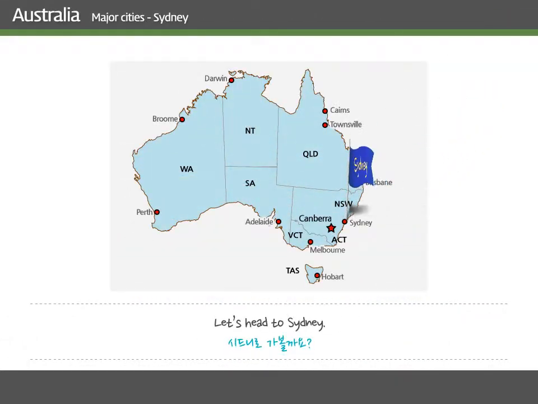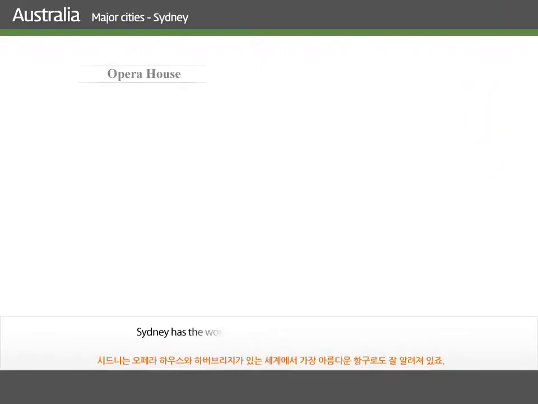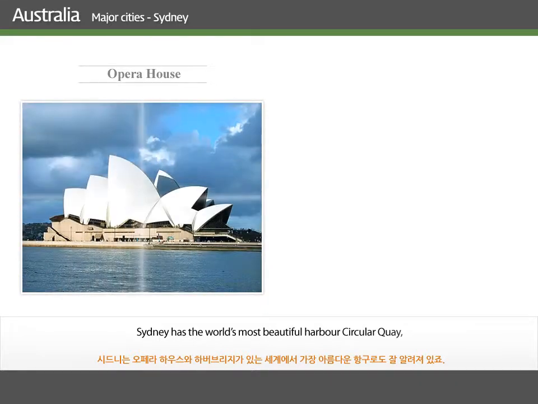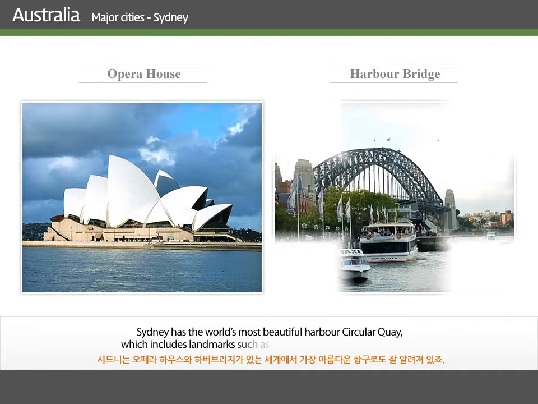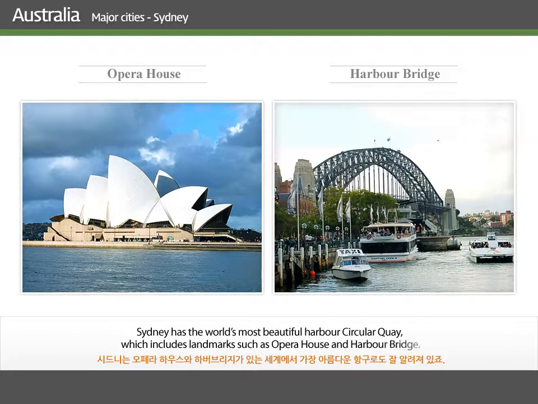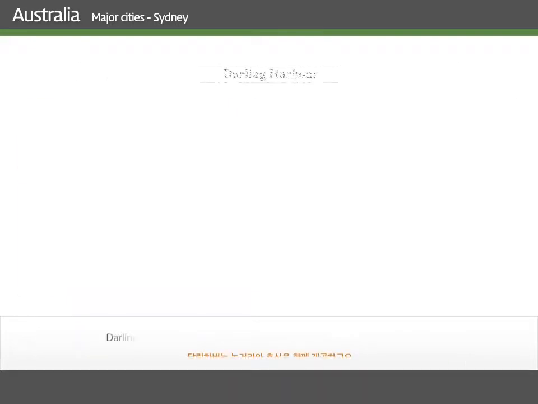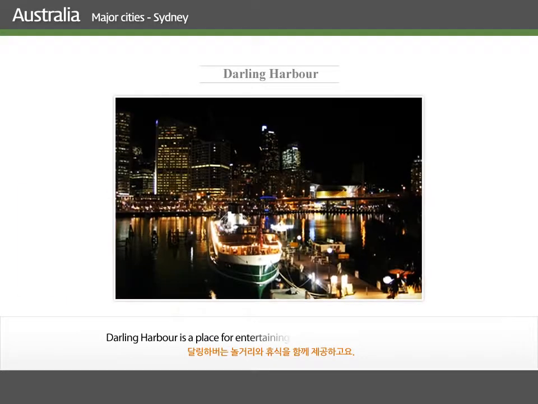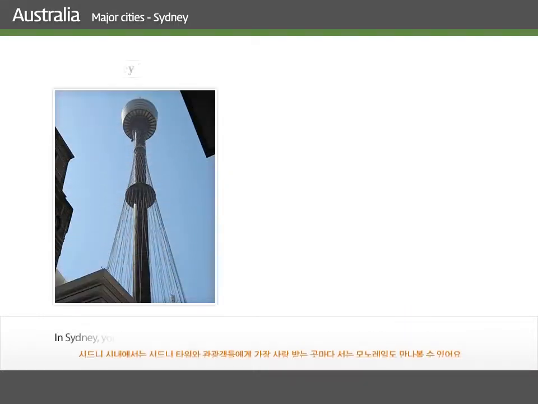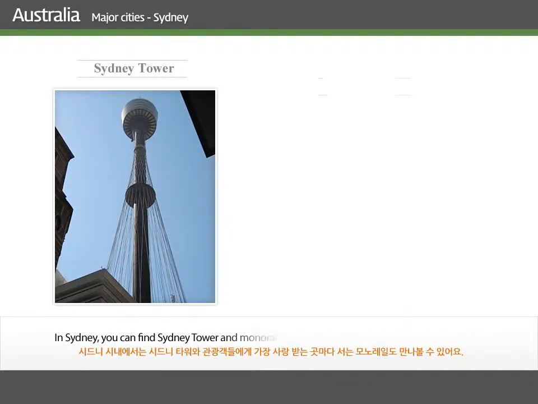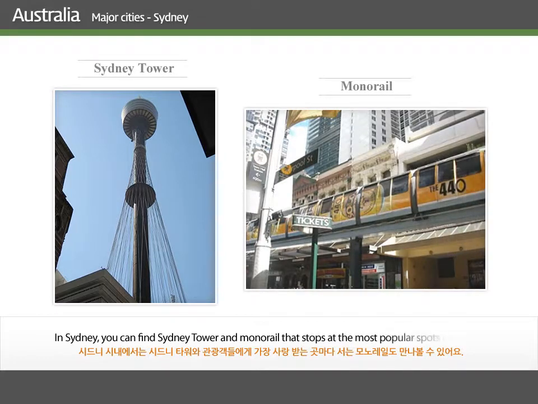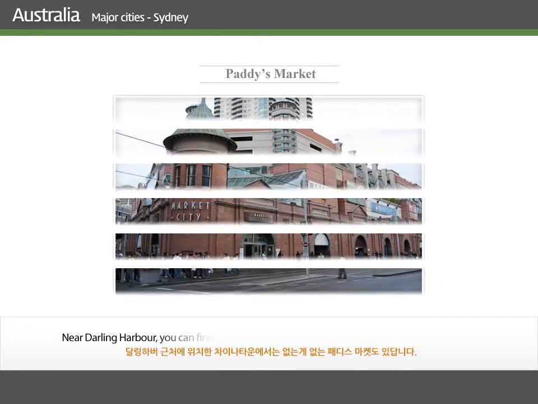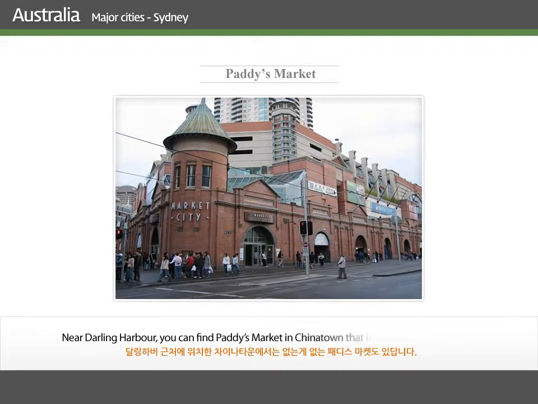Let's head to Sydney. Sydney has the world's most beautiful harbour, Circular Quay, which includes landmarks such as the Opera House and Harbour Bridge. Darling Harbour is a place for entertaining and relaxing both day and night. In Sydney, you can find Sydney Tower and a monorail that stops at the most popular spots in Sydney. Near Darling Harbour, you can find Paddy's Market in Chinatown that has just about everything.